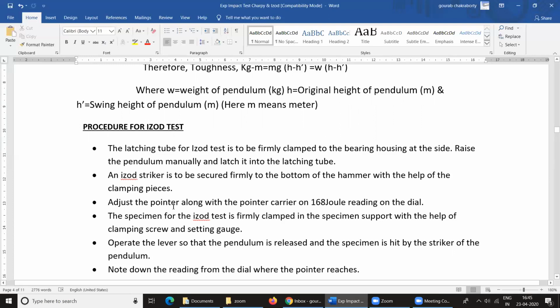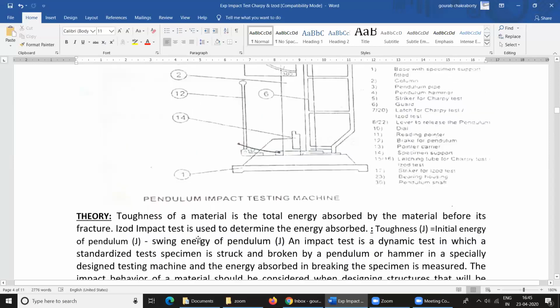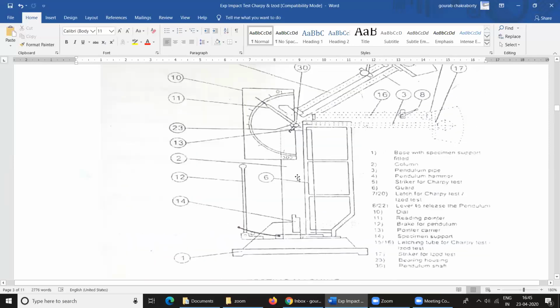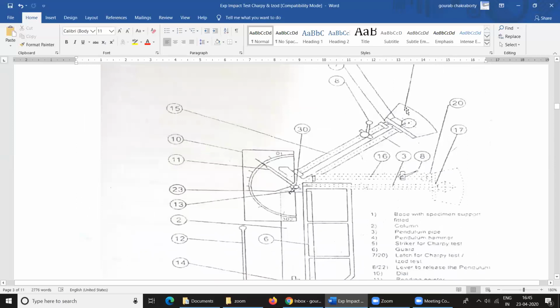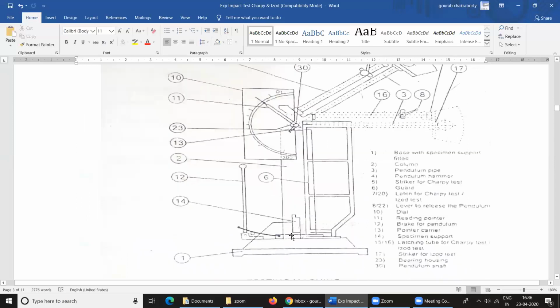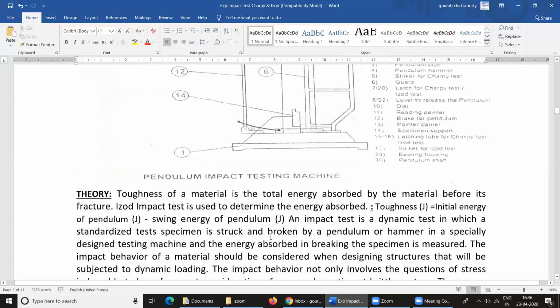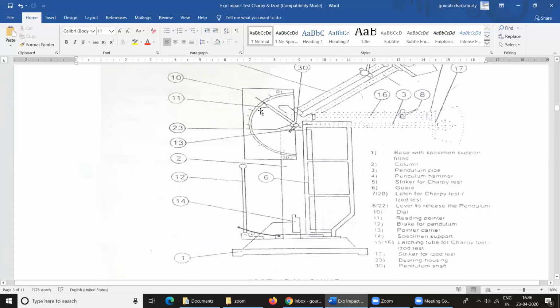So adjust the pointer, then the pointer carries 168 joules reading on the dial. The specimen of the IZOD test is firmly clamped on the support with the help of a clamping screw or scaling gauge. This is briefly the picture of the test. This is the hammer which strikes the vertically placed IZOD specimen, the notch facing the hammer, and breaks it, from which we get this 168 joules reading on the dial gauge.